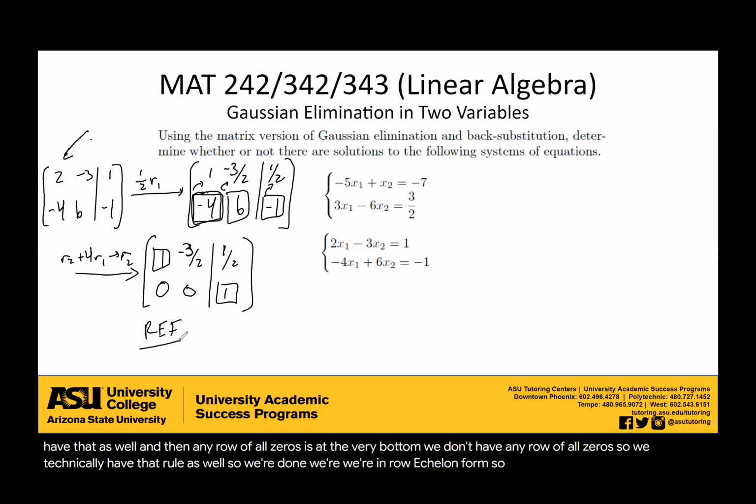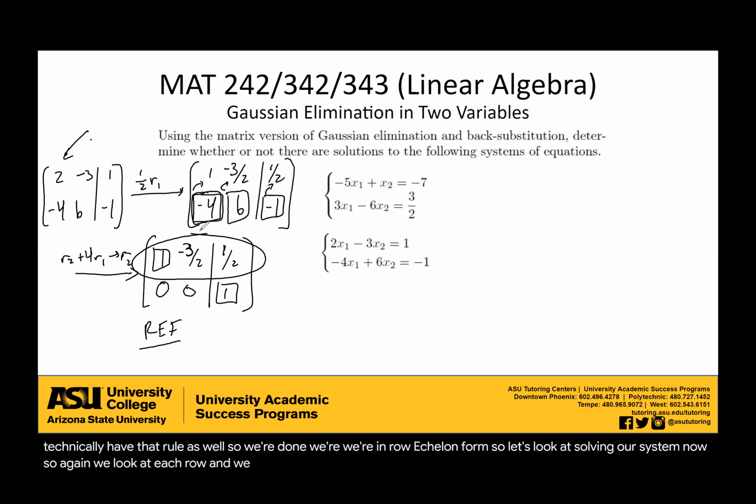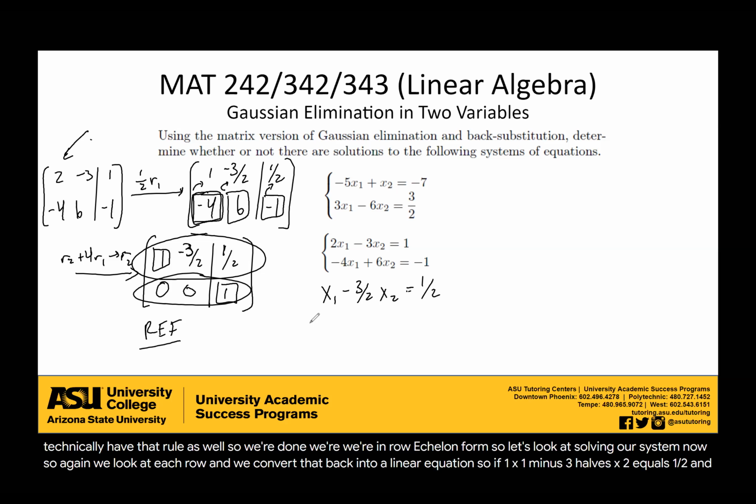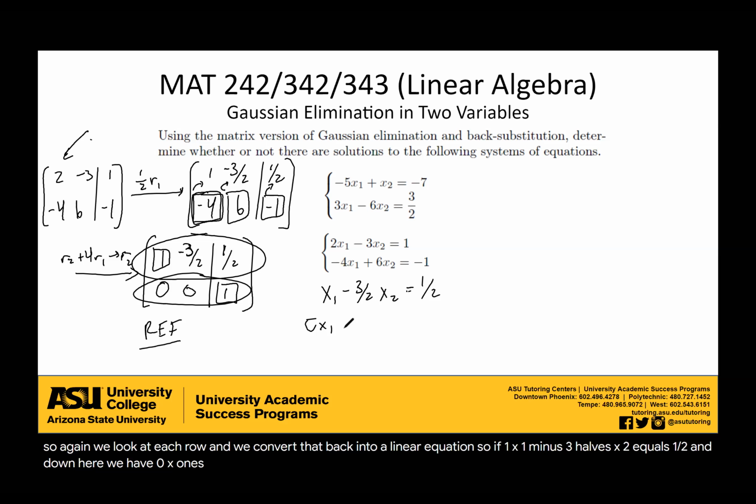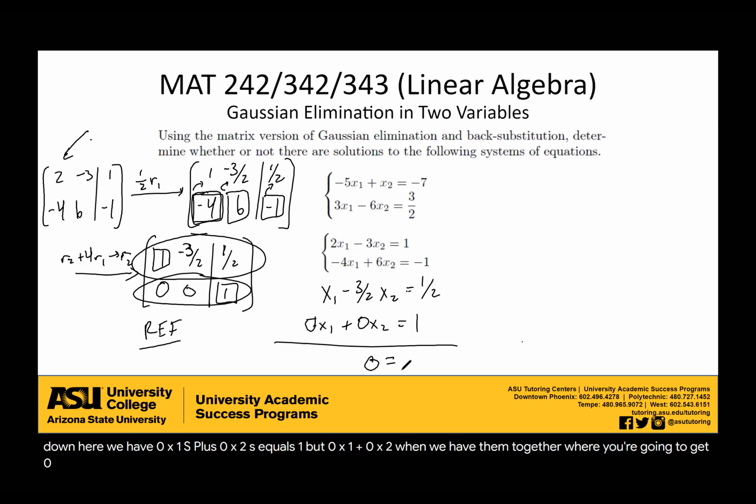So let's look at solving our system now. So again, we look at each row and we convert that back into a linear equation. So we have 1x1 minus 3/2 x2 equals 1/2. And down here we have 0x1 plus 0x2 equals 1. But 0x1 and 0x2, when we add them together, we're just going to get 0. So we have 0 equals 1, which is certainly not correct.